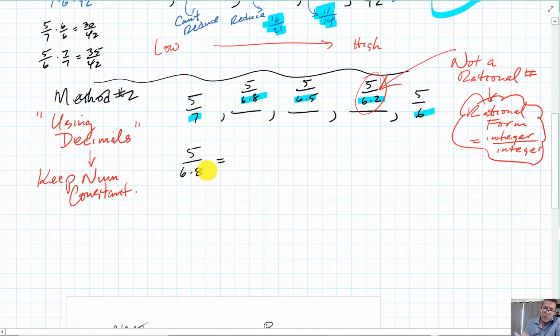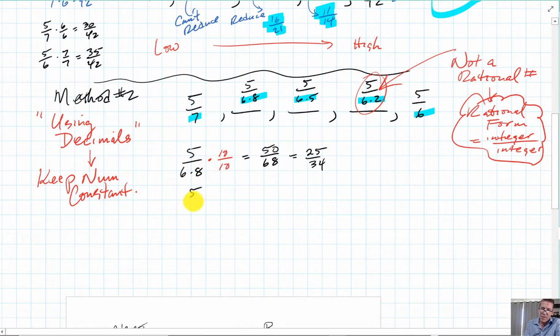So what you do to simply make it an integer is simply shift the decimal one place to the right. To do that is easy. We multiply it by 10/10. That will shift the decimal place. So we get 50/68. If you reduce that, you get 25/34.